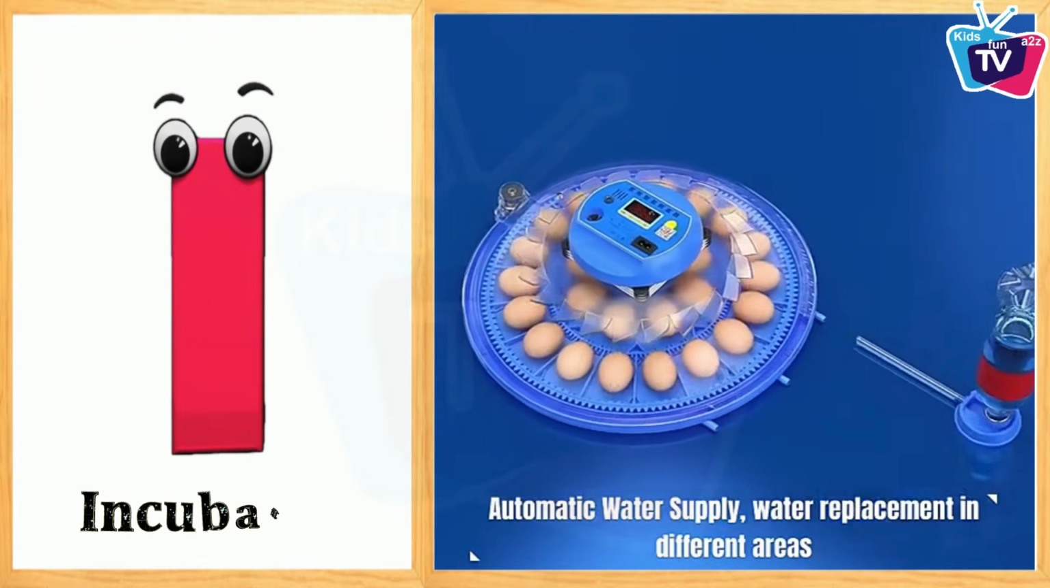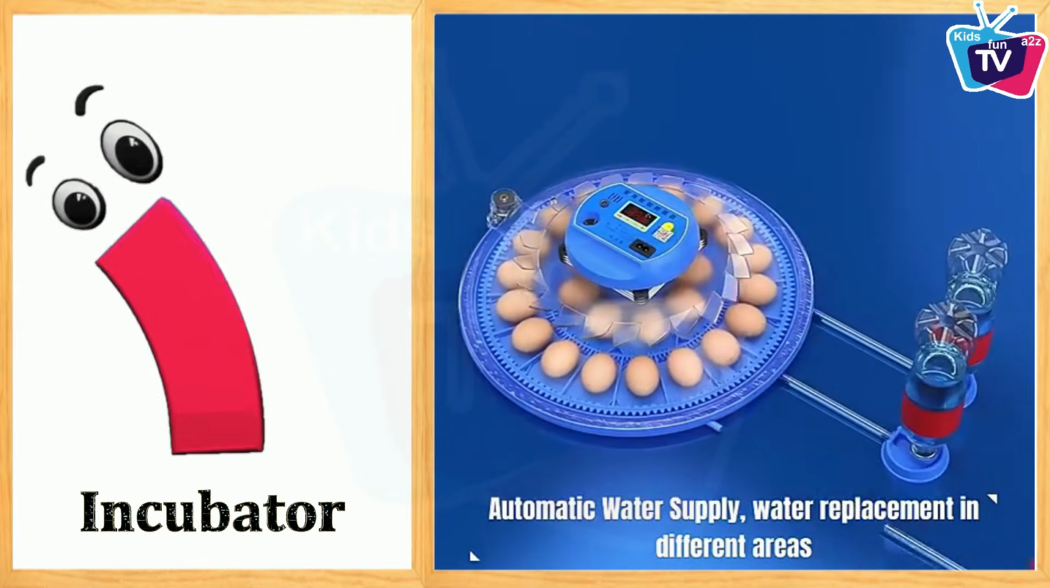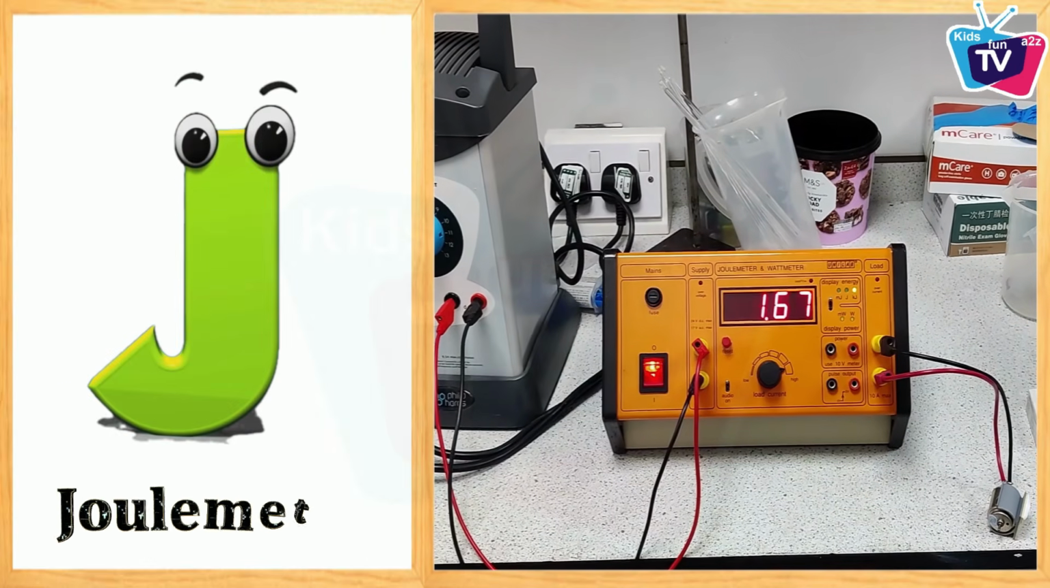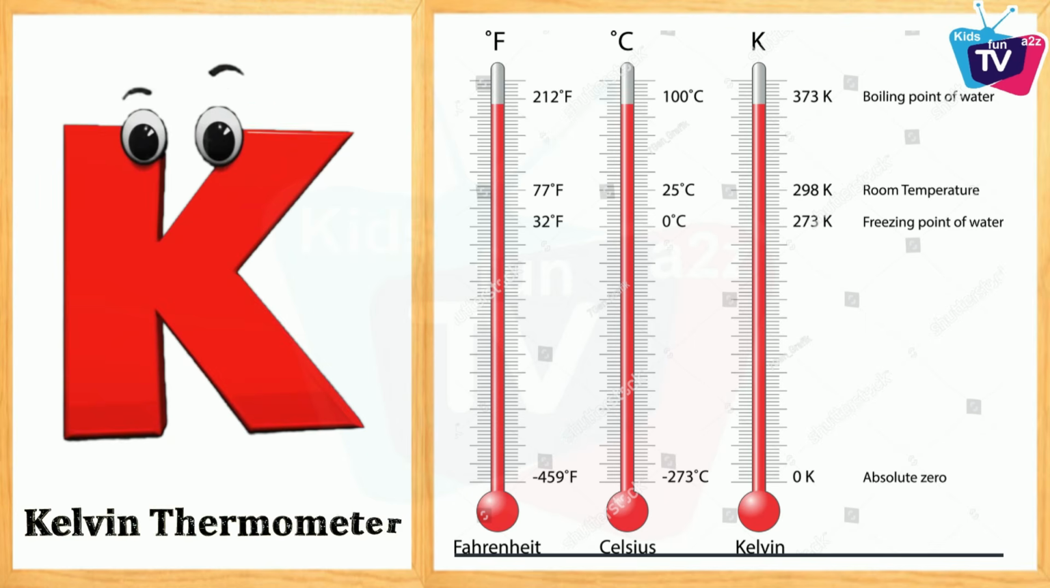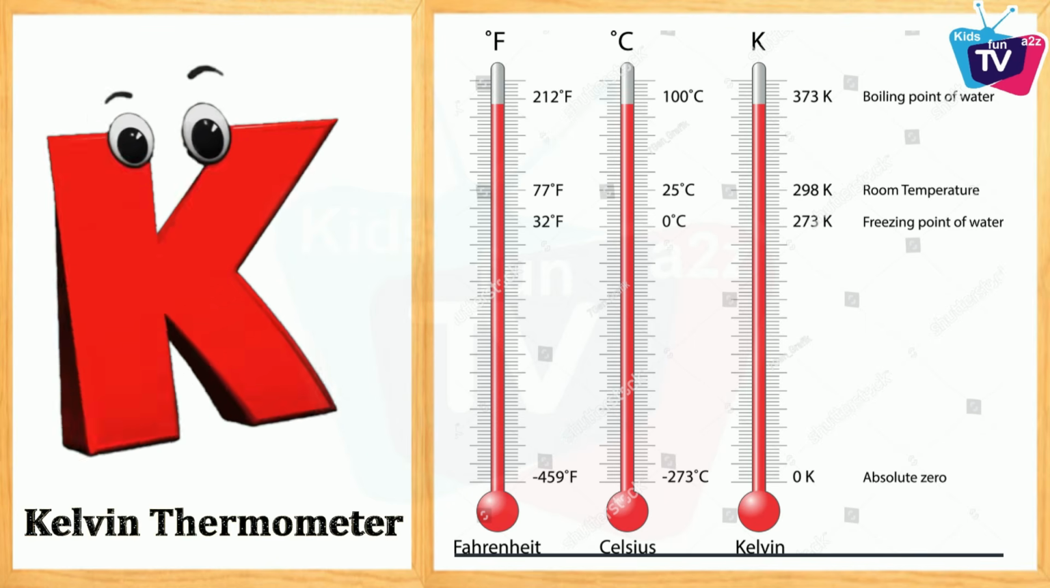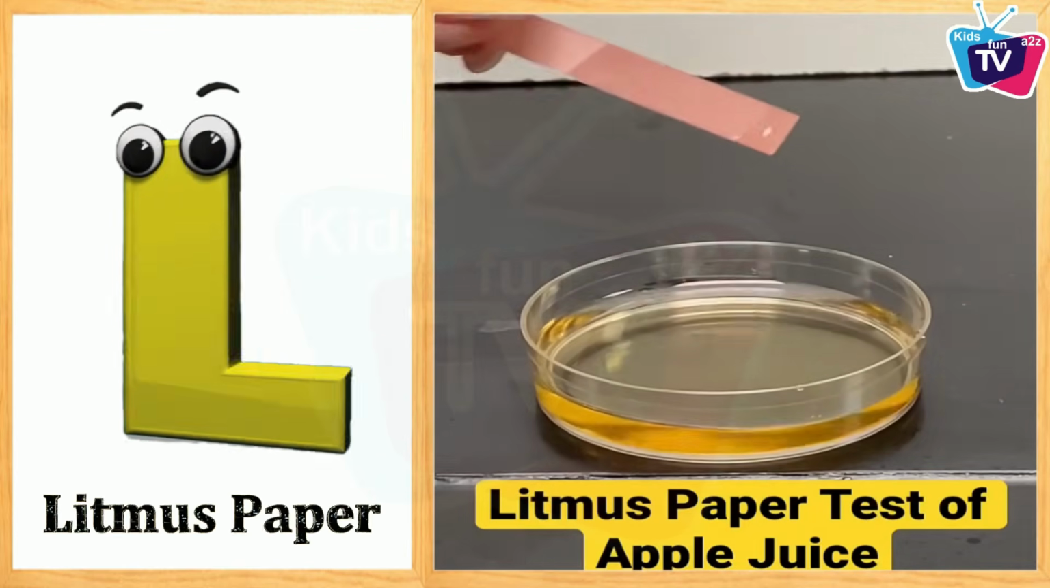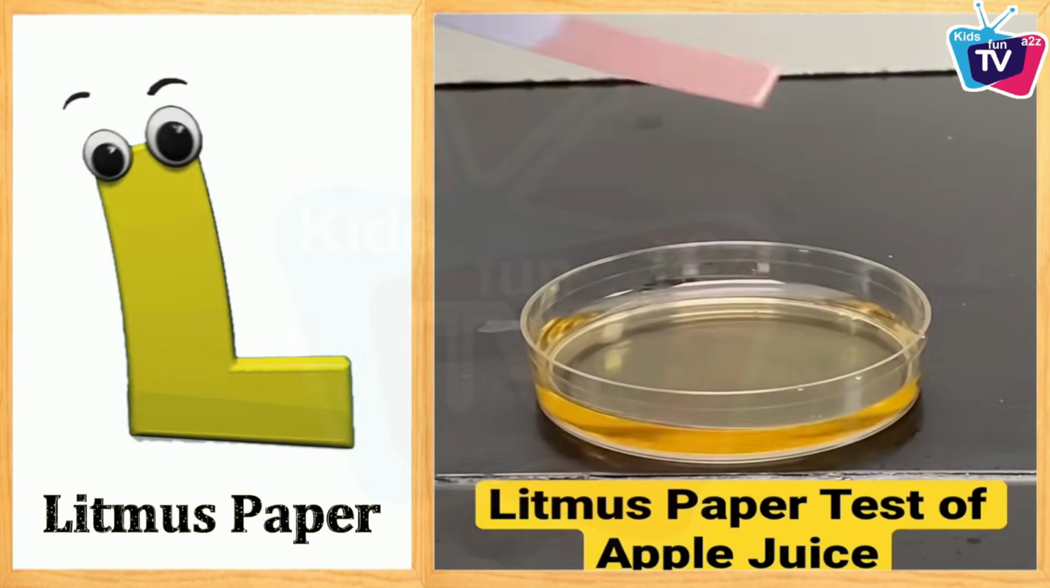I is for incubator. J is for Joulemeter. K is for Kelvin thermometer. L is for litmus paper.